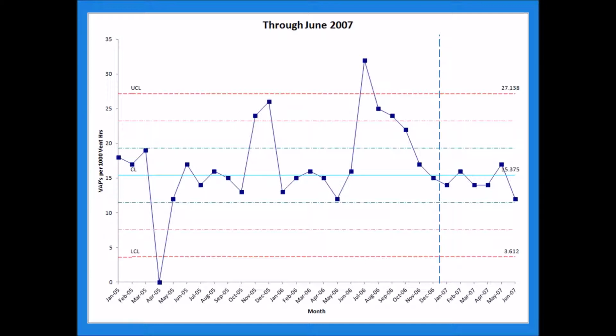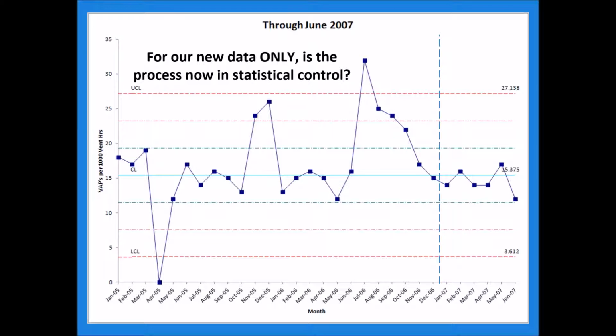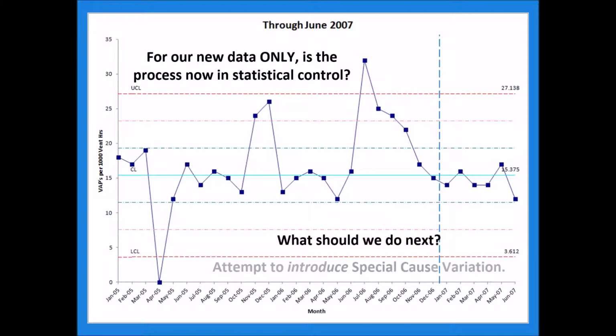So now, after that intervention, which is represented by the vertical dashed line there, for that new data afterwards, is this now in statistical control? Yes, it is. It doesn't violate any of those 8 rules we talked about. So now that we have our process in statistical control, what do we do next? The next step is to introduce special cause variation into our process. Wait, what?